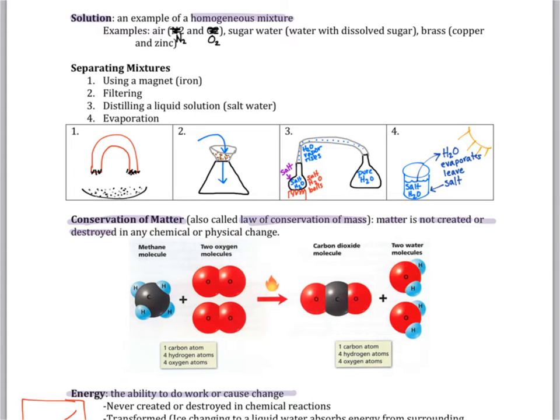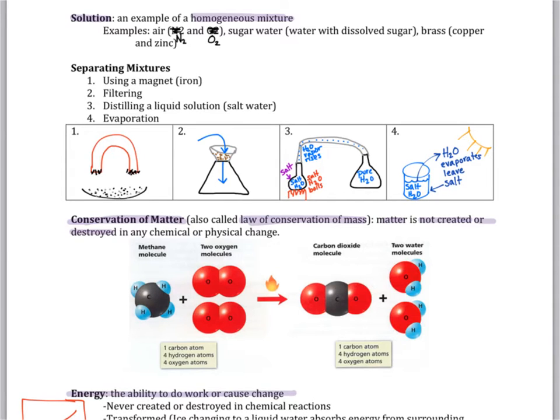I mentioned that one of the differences between compounds and mixtures is that mixtures are, at least relatively, easy to separate into its original components. There are four major ways that this can happen. One way, if we're dealing with things like iron, is by using a magnet. And so you can see here that I drew a picture of a magnet and a picture of metal filings underneath. Things that are magnetic can be pulled out of a mixture of other things that are not by using a magnet.